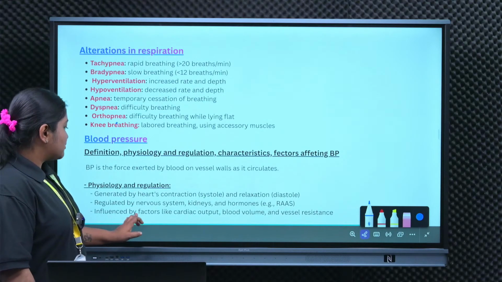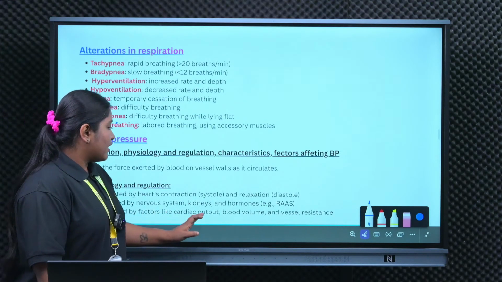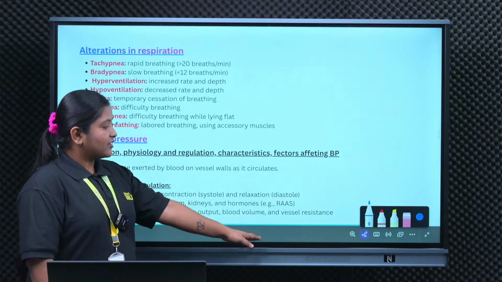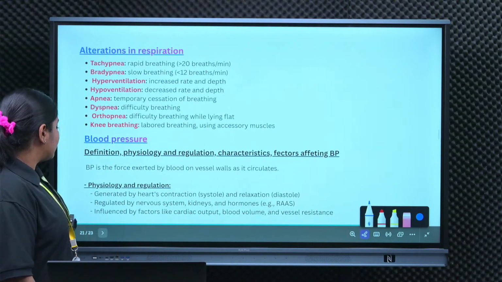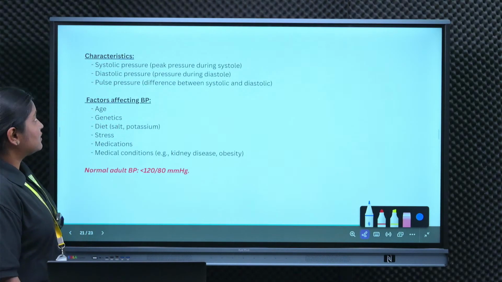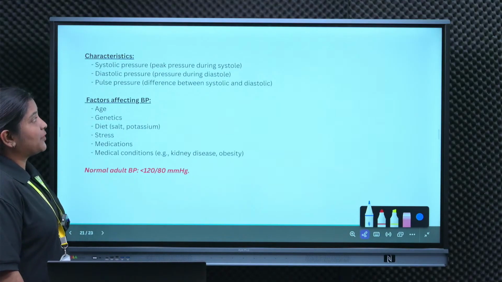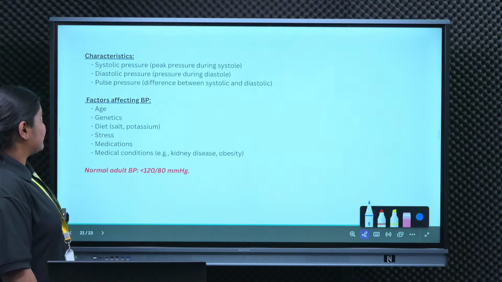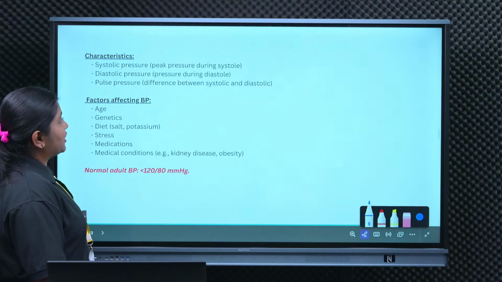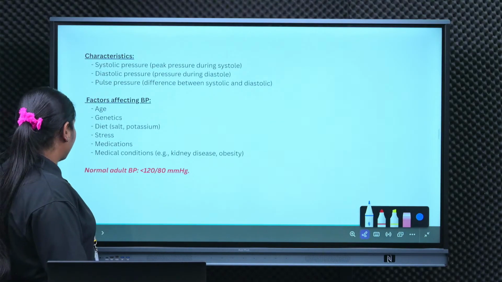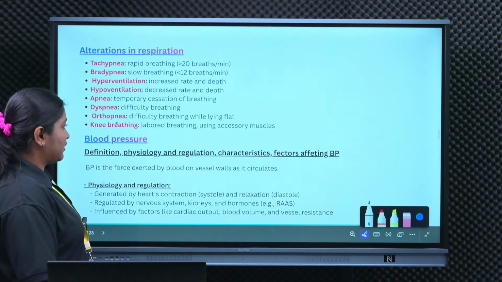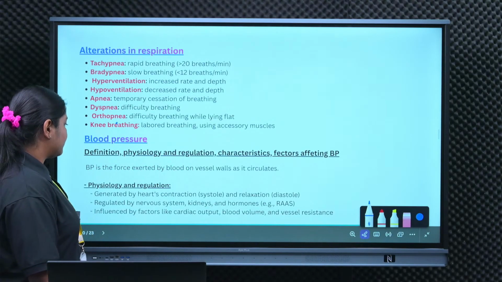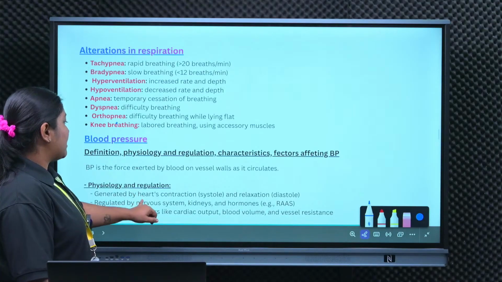Then influenced by factors like cardiac output, blood volume, and vessel resistance. Next we can see characteristics. Systolic pressure means peak pressure during the systole, when the heart is contracted. Diastolic pressure means the pressure during the diastole. So here you can see that one, generated by the heart's contraction.